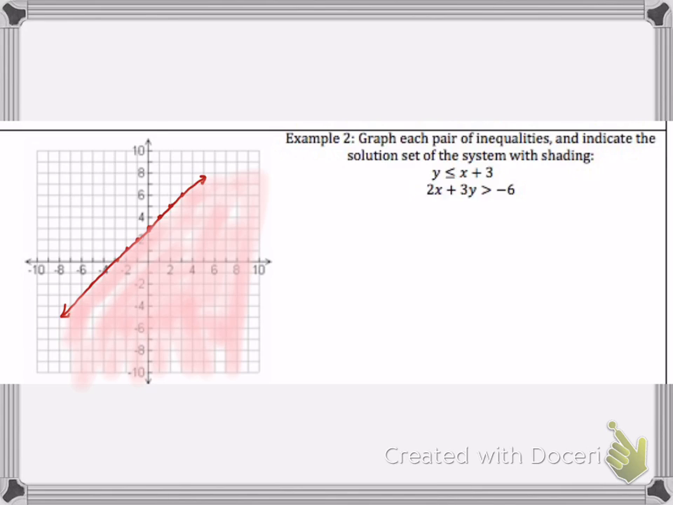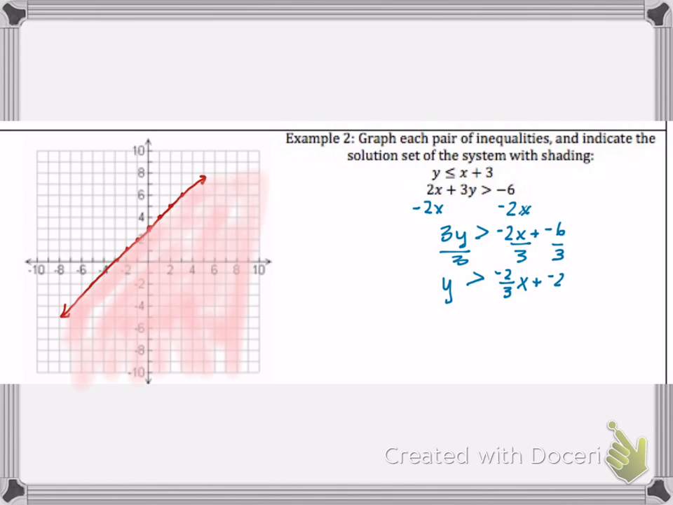Now we want to graph the other inequality, but that one is not in a form that is ready to graph. We need to solve for y. So I'm going to solve that for y by subtracting 2x from both sides. And then I've got to divide everything by 3 to isolate that y. And I get y is greater than -2/3 x plus -2.